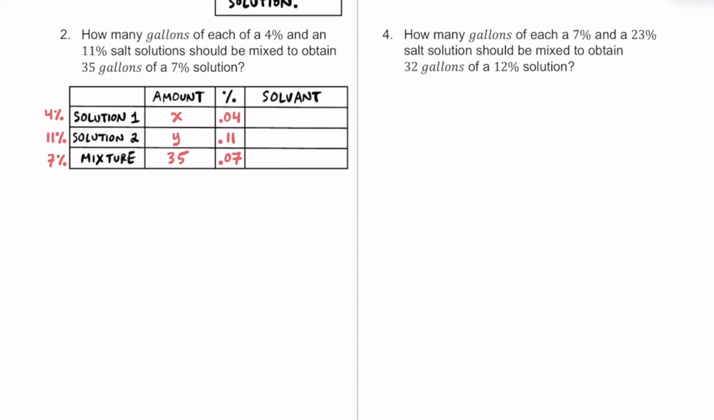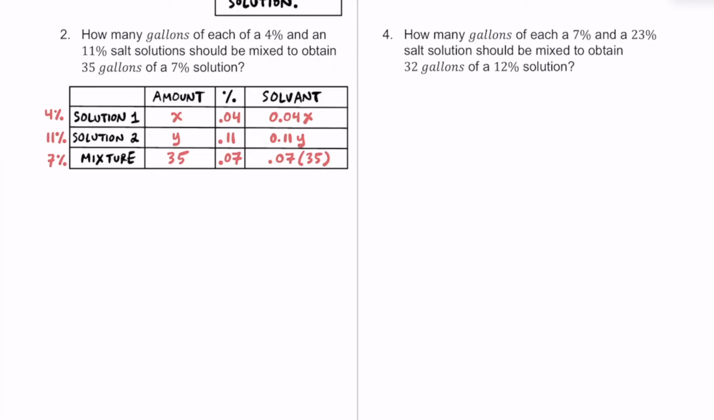All right, so what about the solvents here? How much of each of these solutions is actually made up of the solvent, or the salt? It's going to be 4% of whatever this is, so we can multiply. That's going to be 0.04 of whatever amount of that mixture we have, so 0.04x. For the second one, we have 0.11, or 11%, of whatever this is going to be, so 0.11 multiplied by y. And finally, for this last box, we have 7% of this 35 gallons that is going to be that solvent. So it's going to be 0.07 multiplied by 35.